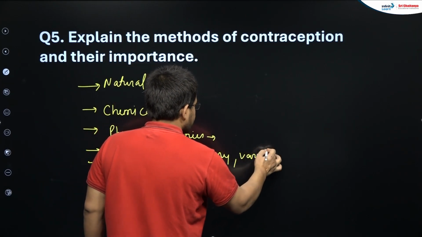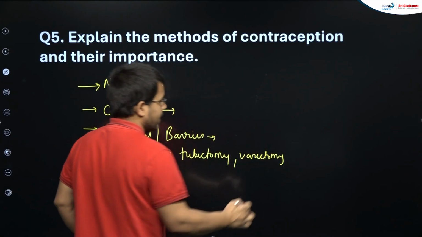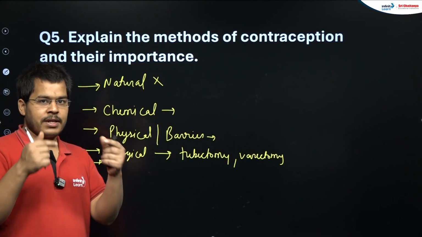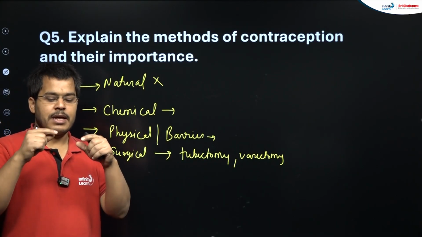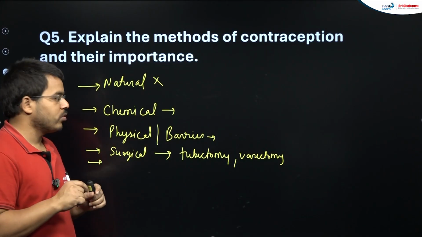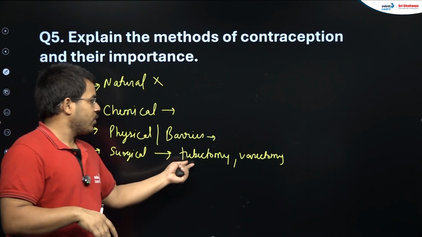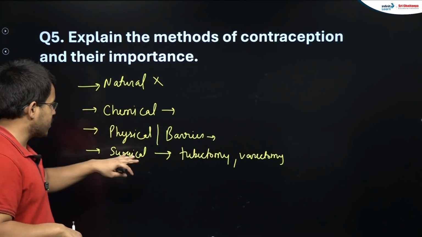Vasectomy is done in males, where the vas deferens, the sperm duct, is cut and tied apart, just like the fallopian tube in females. So sperms will be forming, but they will not reach the penis and urethra. So that is tubectomy and vasectomy, the surgical method.